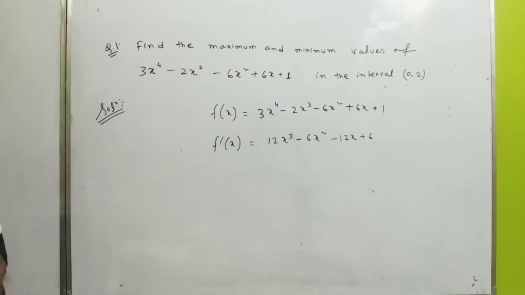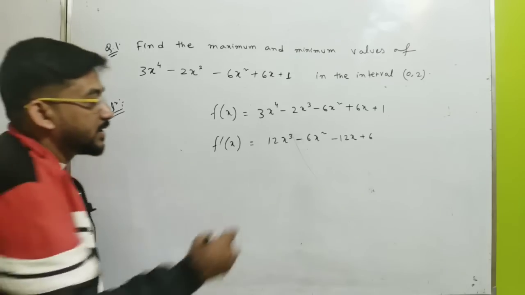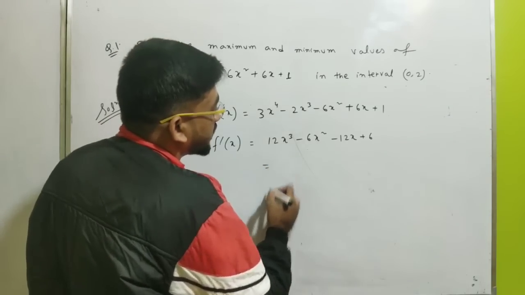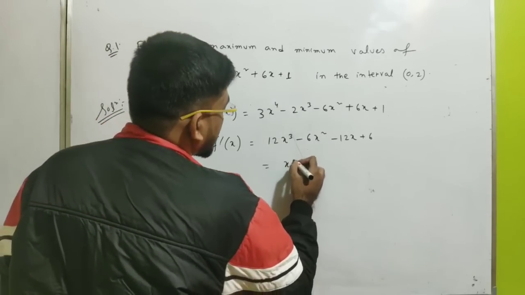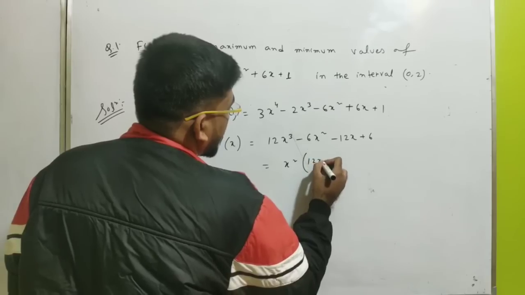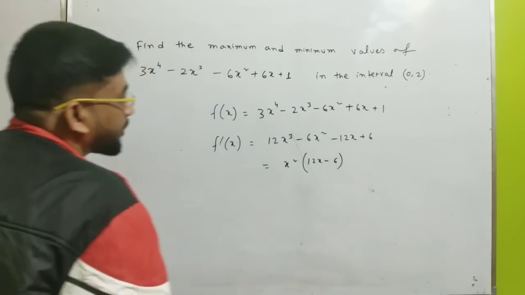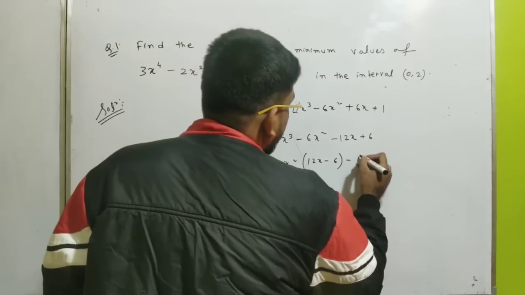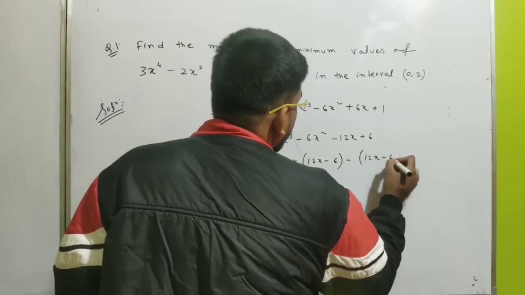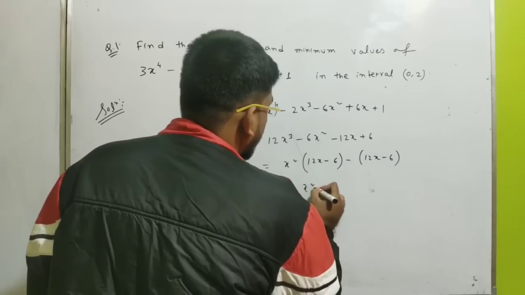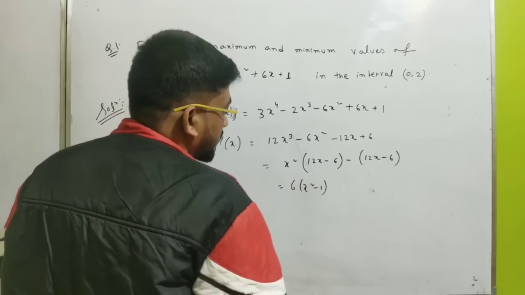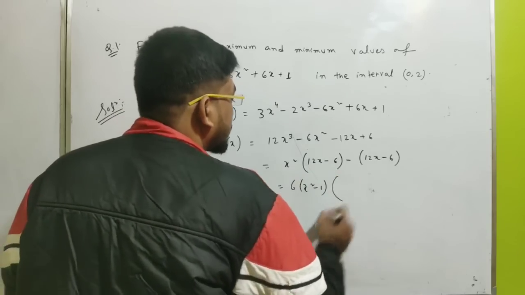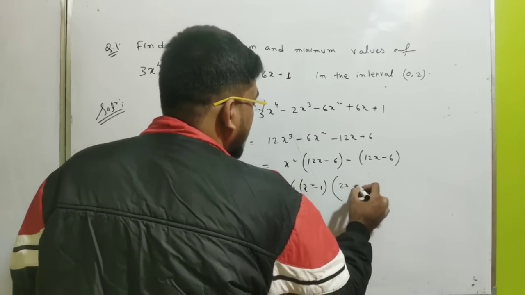Okay, so this is the expression, that is f prime x, and this can be written as, if we take common x square, 12x minus 6, minus 1 into 12x minus 6, so it will be x square minus 1. You can take common 6 here, so it will be 6 into x square minus 1 into 2x minus 1.